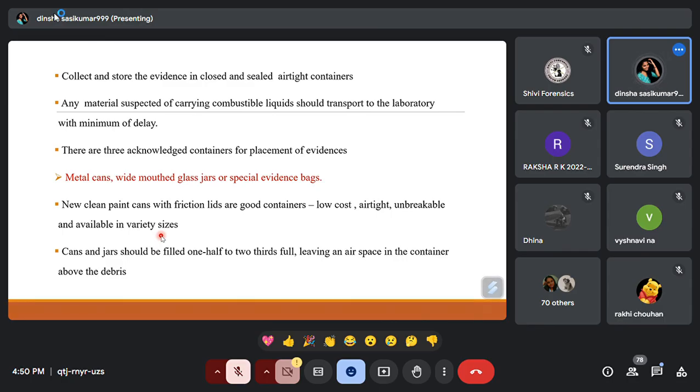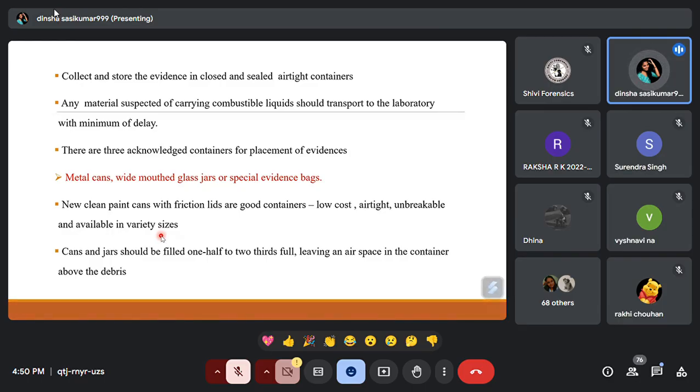That is, we always use metal cans, wide mouth glass jars, or special evidence bags for collecting evidences from an arson scene. Or new clean paint cans with friction lids are also good containers because they are of low cost, they are airtight, they are unbreakable, and they are available in a variety of sizes. So we can use new clean paint cans also. So the mostly used containers for collecting the residues from an arson scene are metal cans, wide mouth glass jars, or special evidence bags, or we can use clean paint cans also.